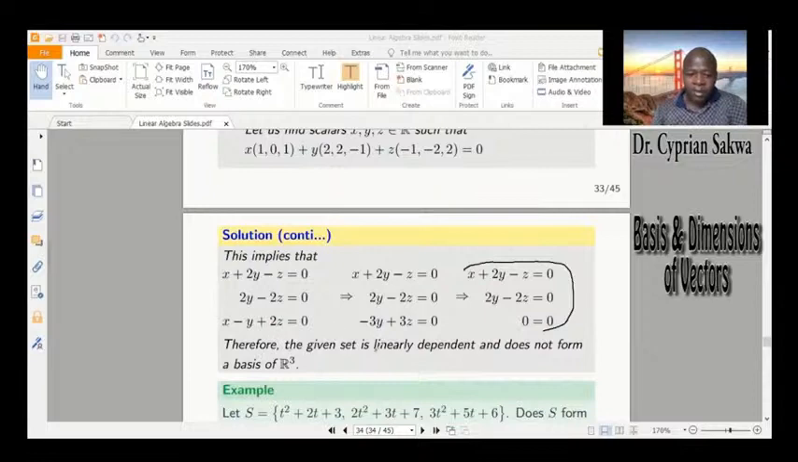So therefore, the given set is linearly dependent and does not form a basis of either. It's linearly dependent because you can see from this last row. If you don't know how to tell that, you can look at our video on solving systems of linear equations, and you can tell that if we have the last row giving us 0 equals 0, it means that the scalars x, y, and z exist, and that these x, y, and z are non-zero.